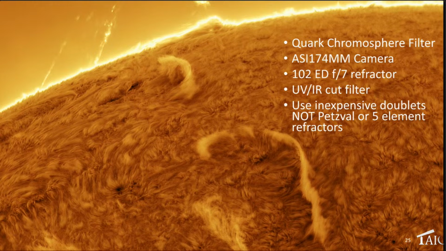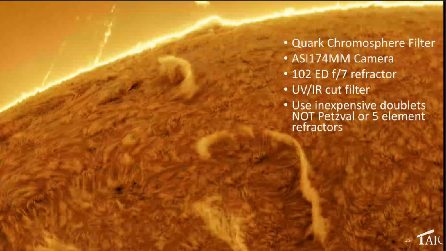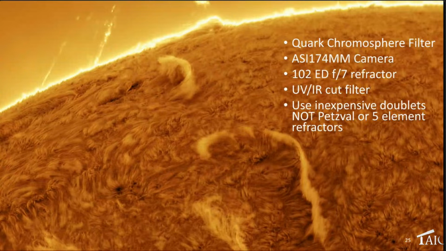I'll just show you quickly. This is my Quark imaging train, and as you can see, just in front of the whole imaging train is a filter holder, and that's where I put in just a simple 2-inch UV IR cut filter. That is my ERF, the energy rejection filter. If you have a bigger telescope though, with like 120 millimeter aperture, you're going to have to buy a front end ERF. You have to do that to protect the Quark.